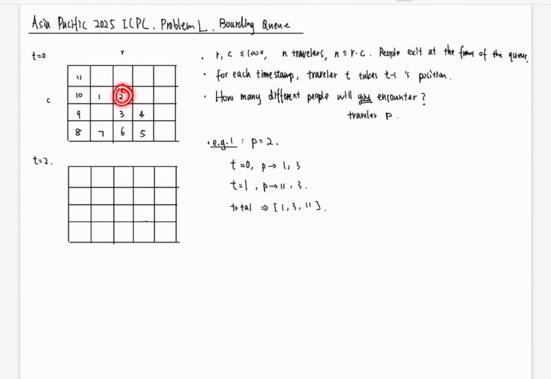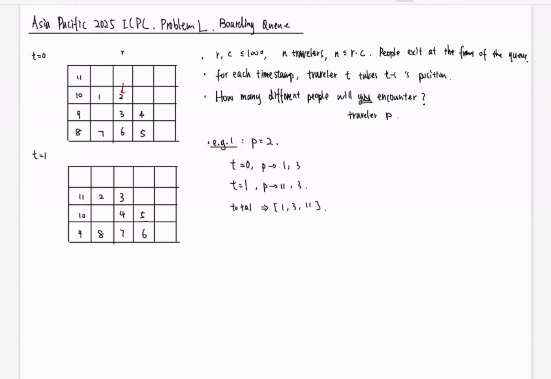So traveler 2 will take traveler 1's position after one shift. For example, what will the board be after the first time? Traveler 11 will go to traveler 10's place, and all the people will shift one place forward. 11, 10, 8, 9, 7, 6, 5, 4, 3, 2. And 1 will exit the queue.